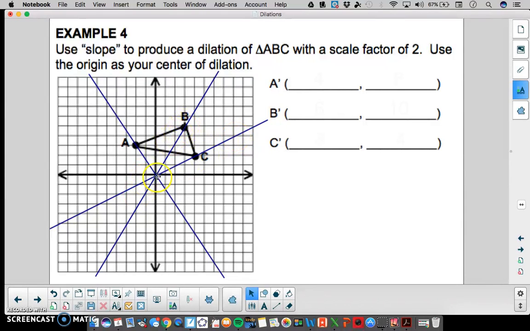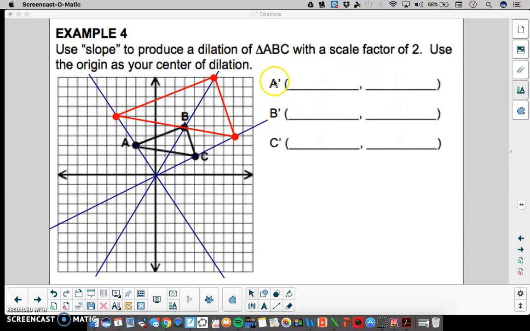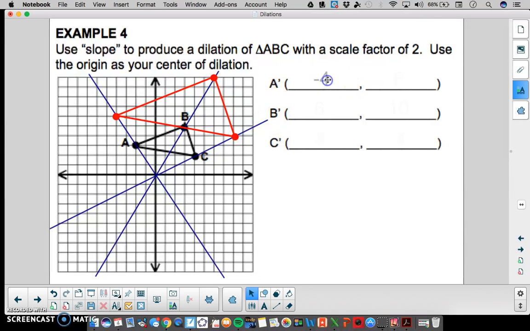To get to B, I would go up 5 and over 3. So instead of up 5 over 3, I'm going to double that distance, so up 10 over 6. And notice I get the new triangle A prime, B prime, C prime. A prime will have the coordinates of -4, 6. Notice that's the point where my new triangle's point A ended up. B prime would have coordinates of 6, 10, and C prime would have coordinates of 8, 4.